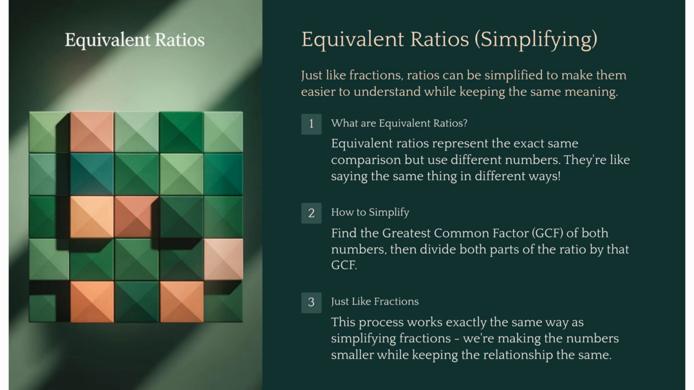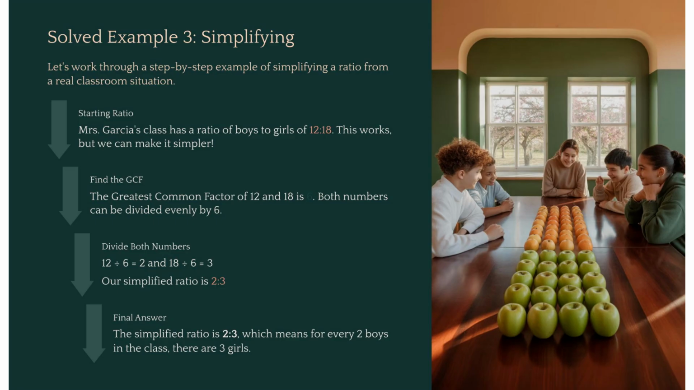Think about buying soda. A 6-pack and a 12-pack both contain the same product, just scaled up. We find equivalent ratios by multiplying or dividing both sides of the ratio by the same factor. This process, known as scaling, is exactly what you do when you simplify or find equivalent fractions. Let's practice scaling down or simplifying a ratio.